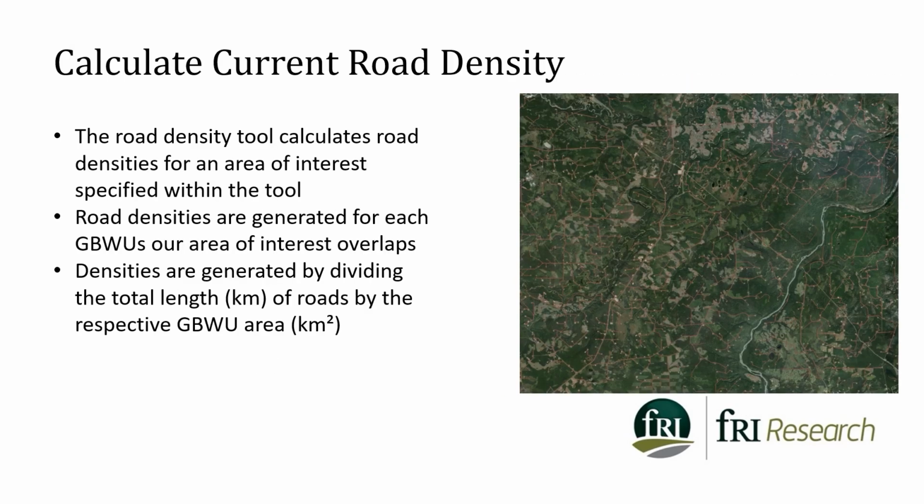When calculating current road density, the road density tool calculates road densities for an area of interest specified within the tool, and we calculate road densities for each GBWU, or area of interest overlaps. Densities are generated by dividing the total length of roads within each grizzly bear watershed unit by the area of each grizzly bear watershed unit.